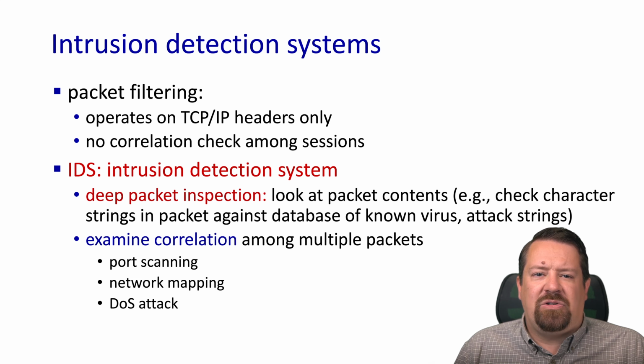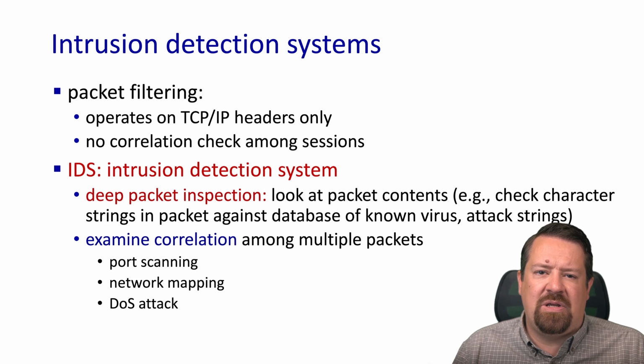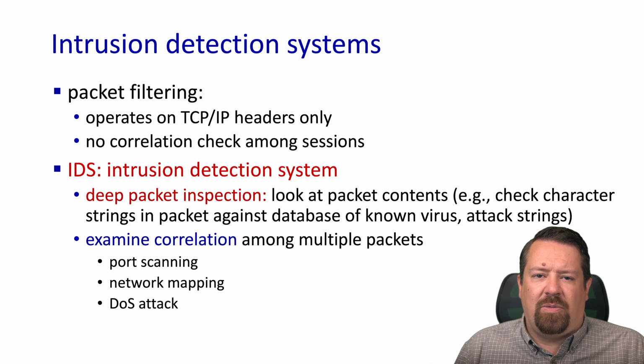Other types of correlations are things like port scanning, so a sequence of packets to a particular destination that's running through a bunch of different ports, which isn't typical behavior for legitimate applications. Or things like network mapping, so things that look like traceroute either coming in or generating lots of TTL expired messages going out. Or denial of service attacks, where packets from many different source addresses, whether spoofed or otherwise, are destined for a single victim IP address.